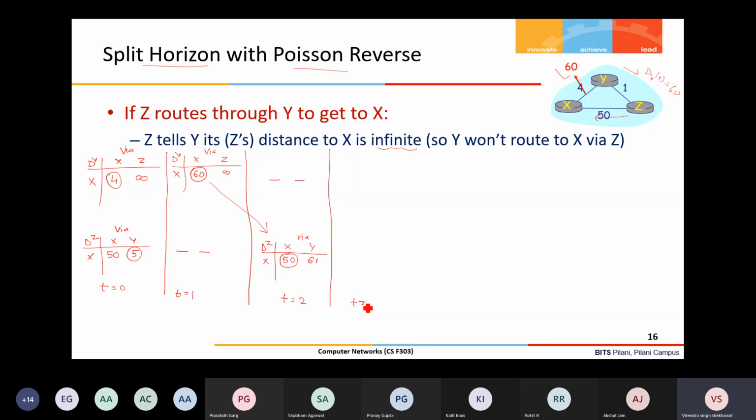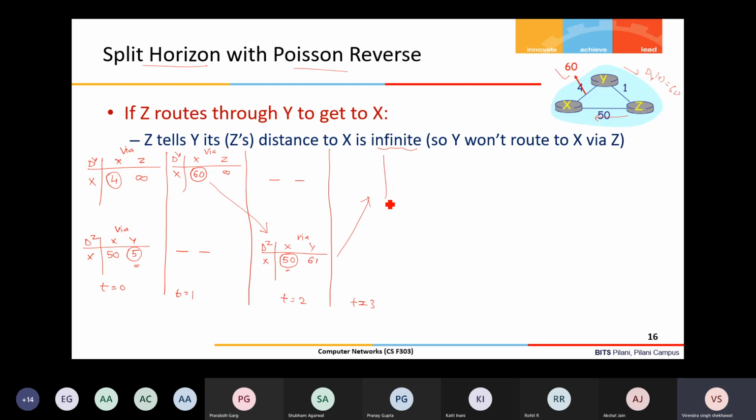Now at time t3, the third timestamp, z will advertise its least cost because its least cost is modified. Before that its cost was 5, now its least cost to x is 50, so it will give 50 back to y. Why is it giving this 50 back? Because the 50 to x at z is not via y, it is on a direct link, so it will tell the correct value.